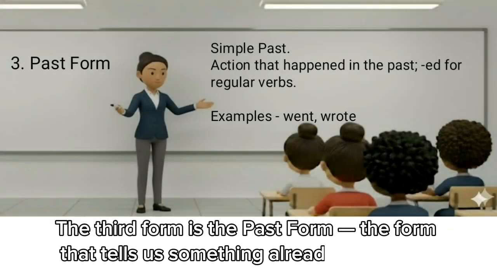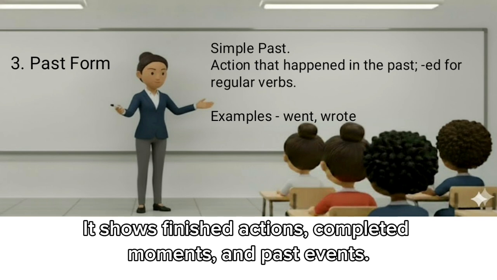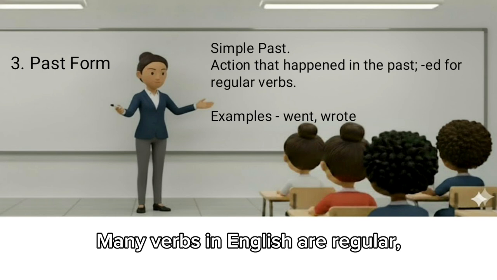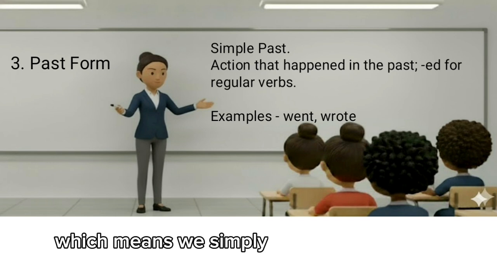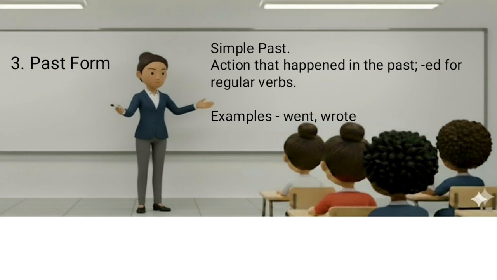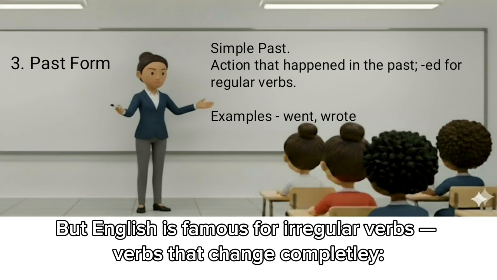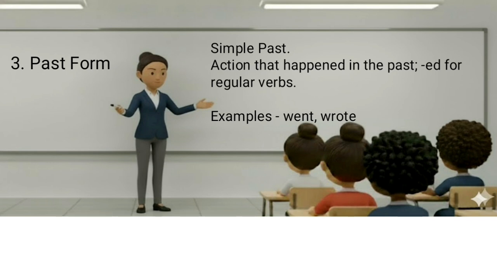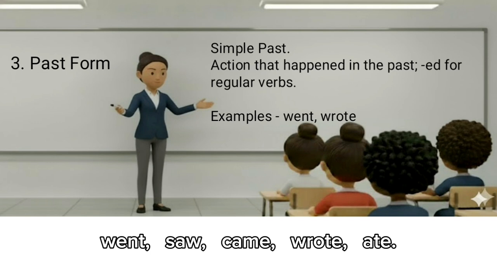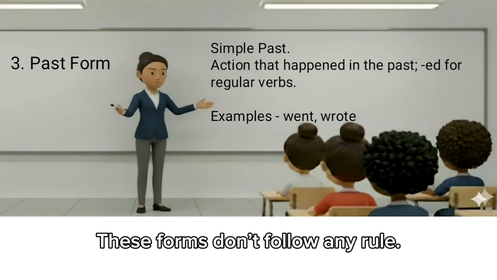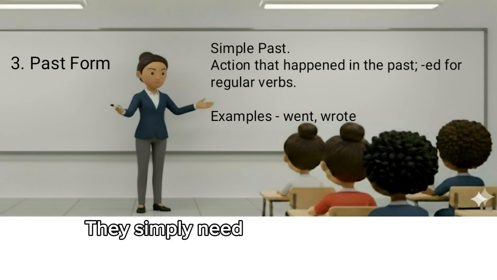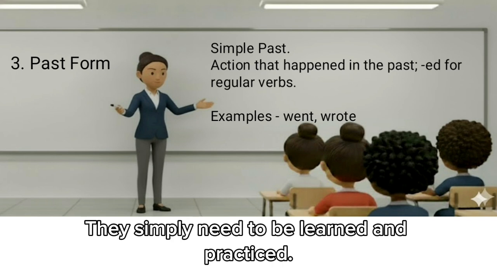The third form is the past form, the form that tells us something already happened. It shows finished actions, completed moments, and past events. Many verbs in English are regular, which means we simply add ed at the end: walked, cleaned, played, brushed. But English is famous for irregular verbs, verbs that change completely: went, sought, came. These forms don't follow any rule. They simply need to be learned and practiced.